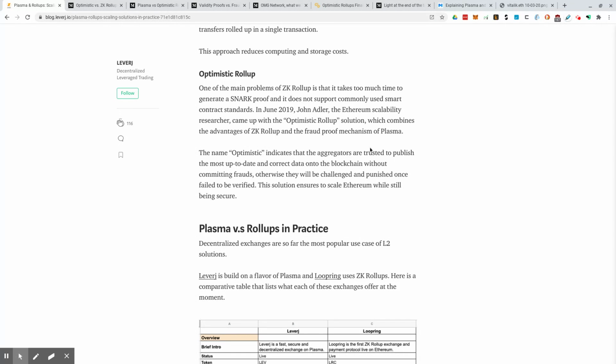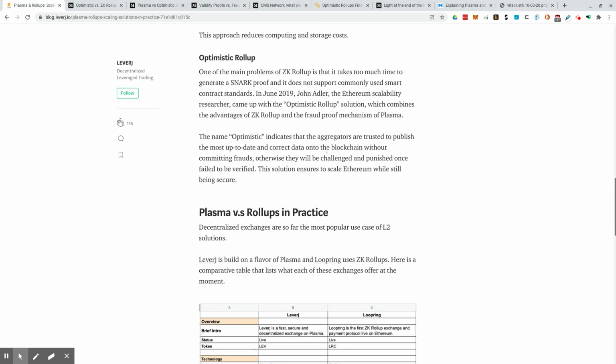In June 2019, John Adler, the Ethereum scalability researcher, came up with the optimistic rollup solution, which combines the advantages of ZK rollup and the fraud-proof mechanism of Plasma. The name optimistic indicates that the aggregators are trusted to publish the most up-to-date and correct data onto the blockchain without committing fraud. Otherwise, they will be challenged and punished once they fail to be verified. This solution ensures to scale Ethereum while still being secure.